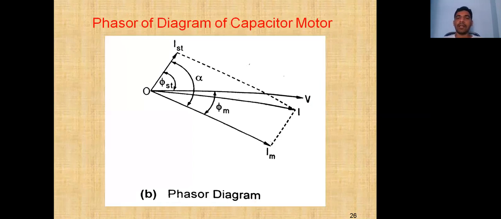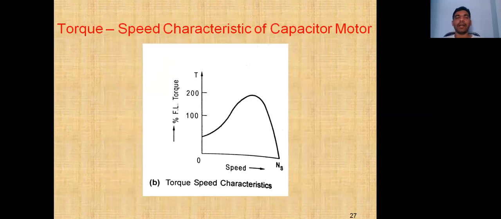Phasor diagram of the capacitor motor. The current in the starting winding leads the voltage and the current in the main winding lags the voltage, and the resultant current lags the voltage by a small angle, so it has a high power factor. Torque speed characteristics of the capacitor motor are shown here. The starting torque is around 50 to 100% of full load torque.